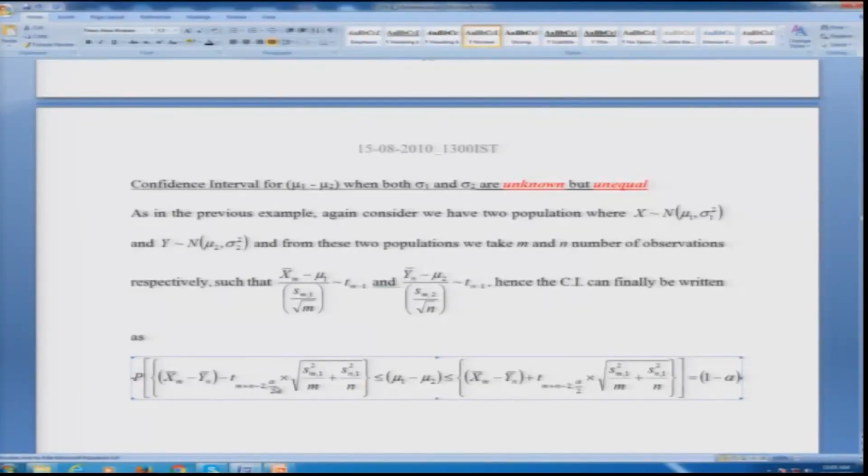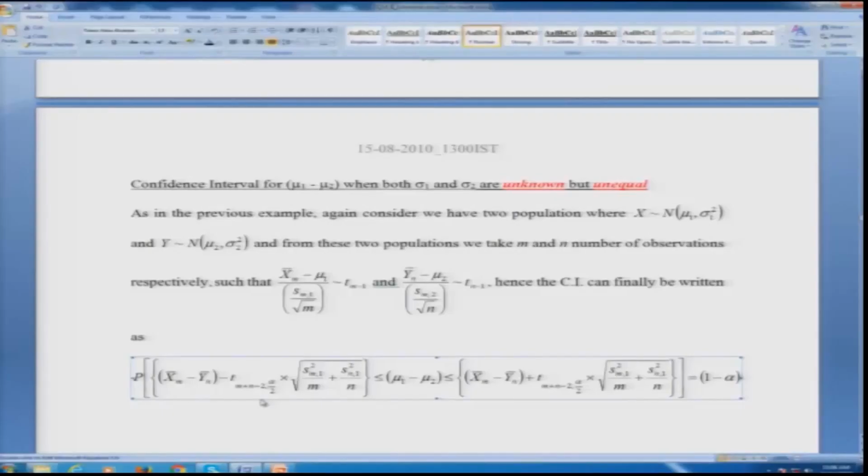In the initial case you had S suffix p, which is the pooled sample standard deviation. Now S square suffix m comma 1 and S square suffix n comma 1 are the respective variances of the samples, which is the square of the standard error. So, you replace them in the formula, the same picture comes out, the same formula with just a small change.